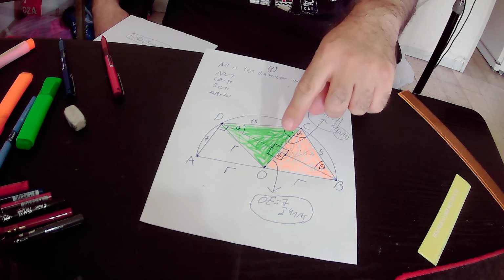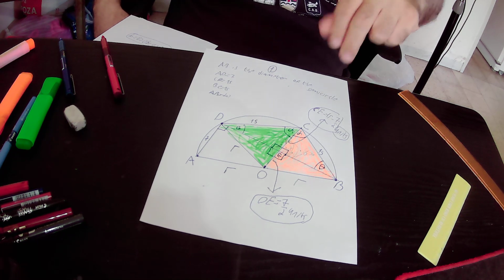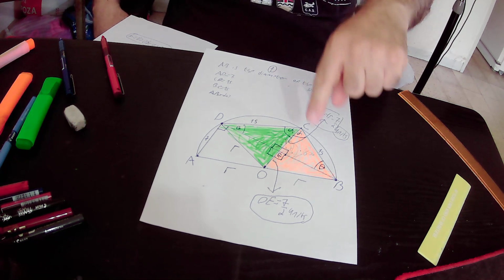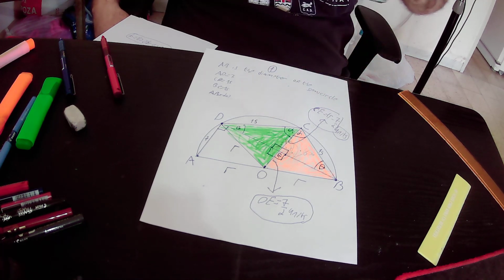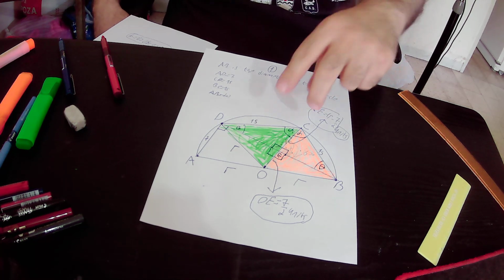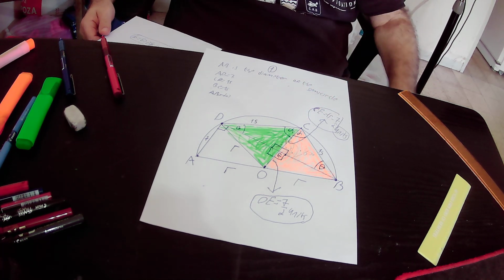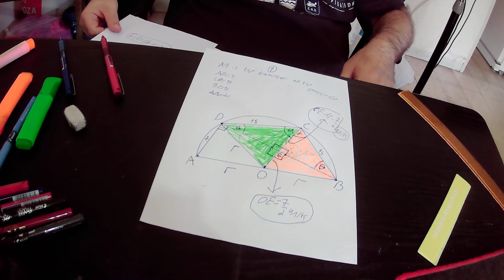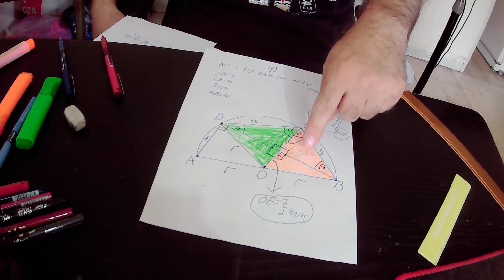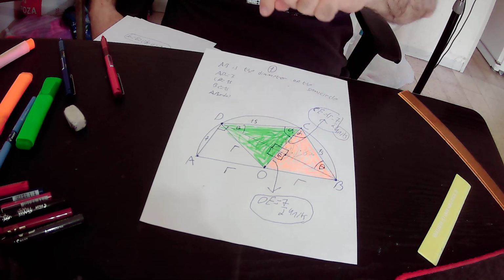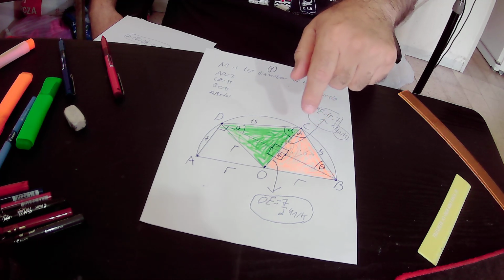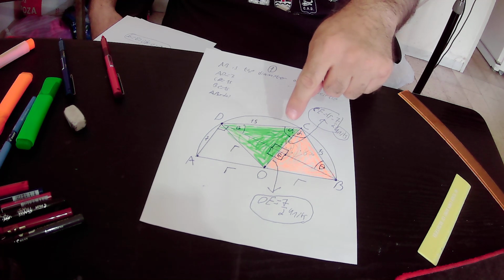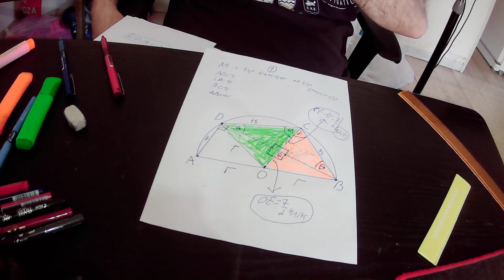And OC is a common side, because it belongs to the orange triangle, and also side OC belongs to the green triangle. So OC equals OC, it is a common side. So we actually proved that all the sides of the orange triangle are equal to all the sides of the green triangle. Therefore, the orange triangle is congruent to the green triangle according to the side rule. Okay?